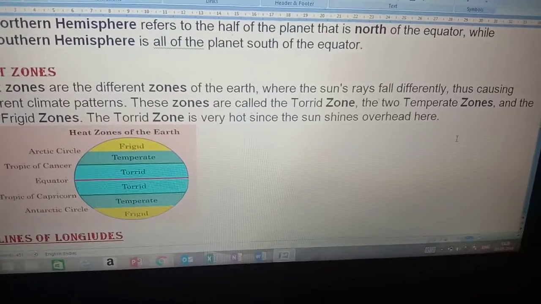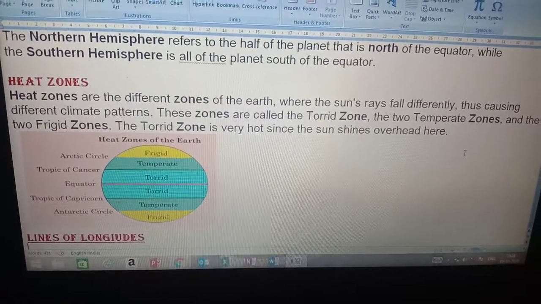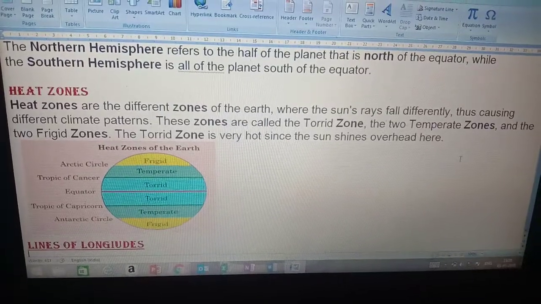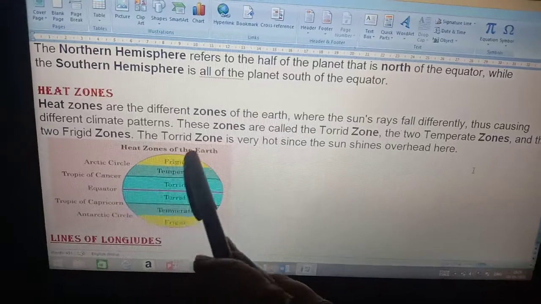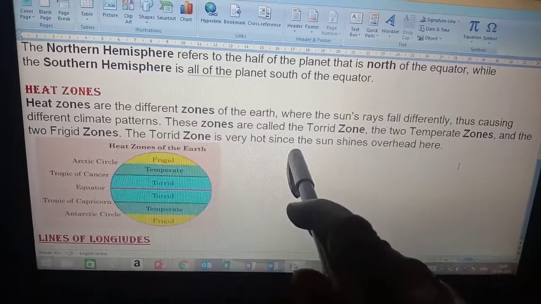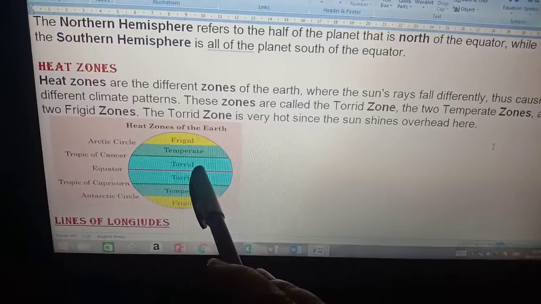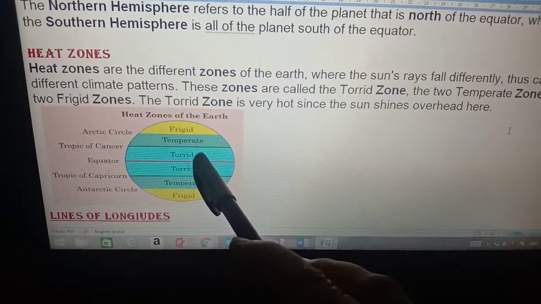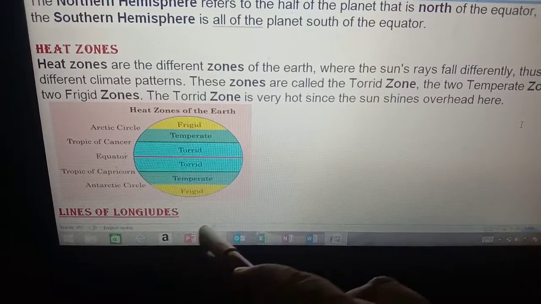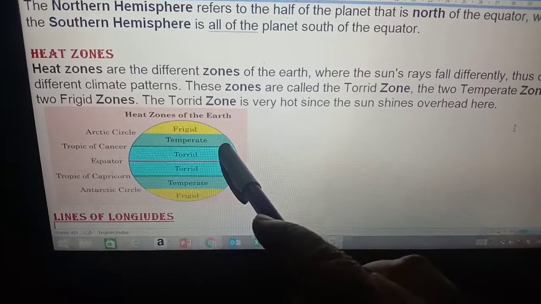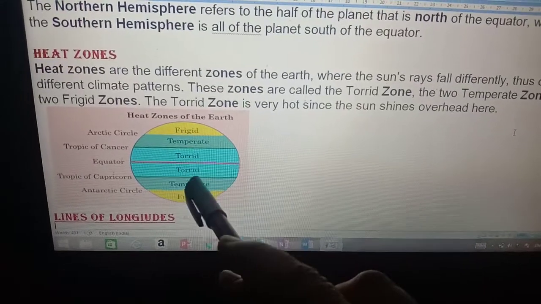Now, the next topic is heat zones. Heat zones are different zones of Earth where the sun's rays fall differently, thus causing different climatic patterns. These zones are torrid zone, temperate zone and frigid zone. You can see the torrid zone here, then the temperate zone and frigid zone. It means Earth is divided into 3 heat zones, classified on the basis of the falling of the sun's rays.